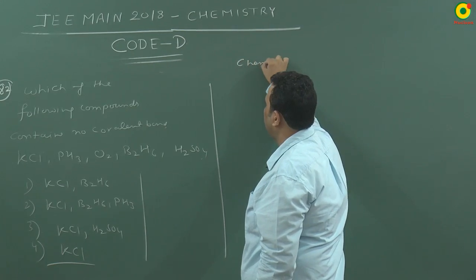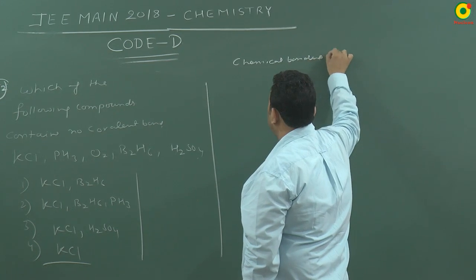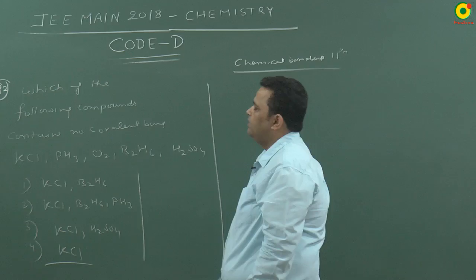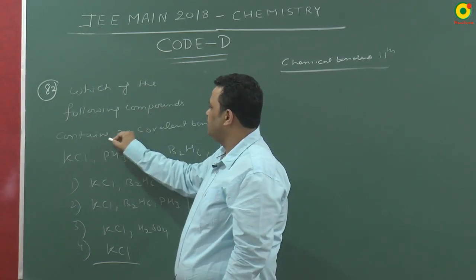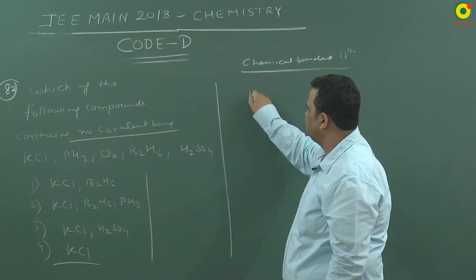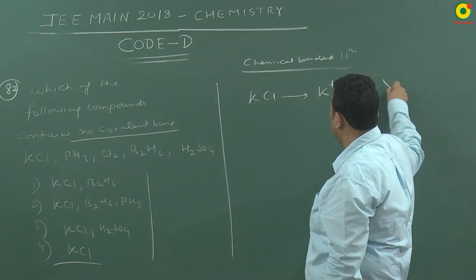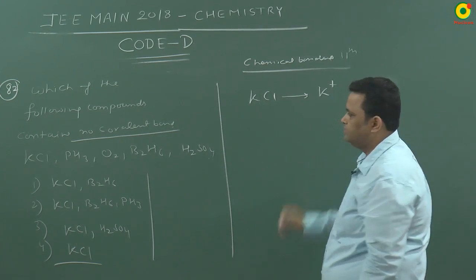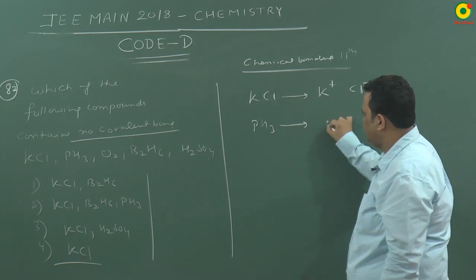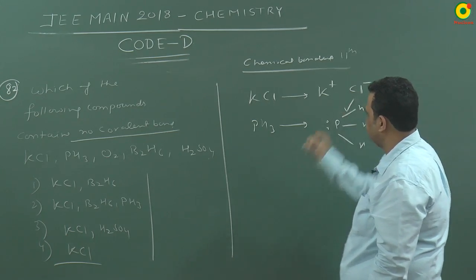Also from chemical bonding, the structure part, an 11th class topic. What is being asked? Which of the following compounds contains no covalent bond? First option, KCl is an ionic compound which has ions K+ and Cl-, so it has no covalent bond. Second option, PH3. The structure is like that, so it has covalent bonds.